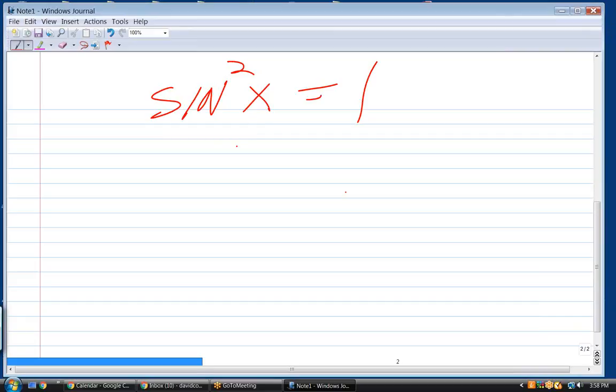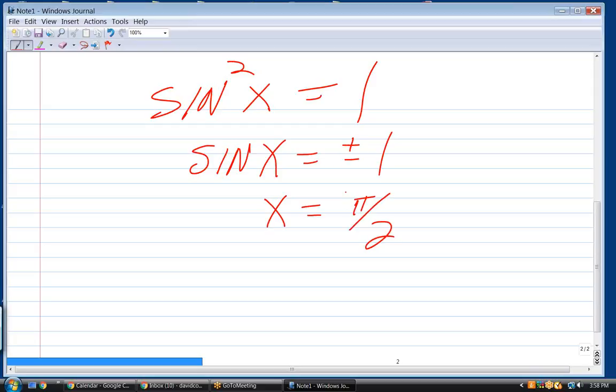What I wrote was sine squared x equals 1. Write that on a piece of paper in front of you and solve it. So, would you just take the square root of both sides? Okay, what's the next line? So sine x equals 1? No. Sine x equals plus or minus 1. Which means now x takes on pi over 2 or 3 pi over 2.